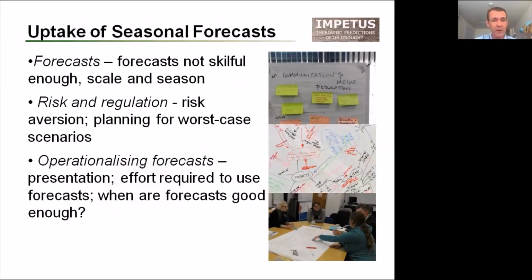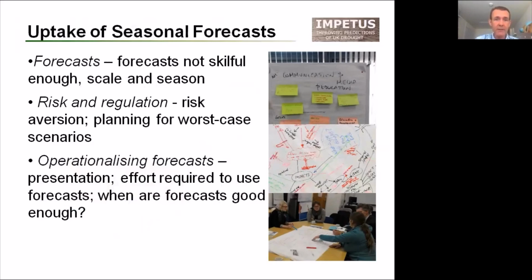There's also questions about risk and regulation. So water companies, not surprisingly, are very risk averse around drought. So what use would a forecast be for drought if we're already going into a drought situation? And finally, there's questions around operationalizing forecasts. So are forecasts presented in the right way? What information do water companies and farmers need in order to use those forecasts?